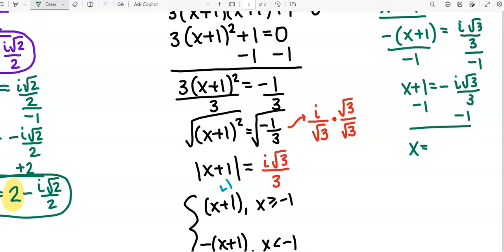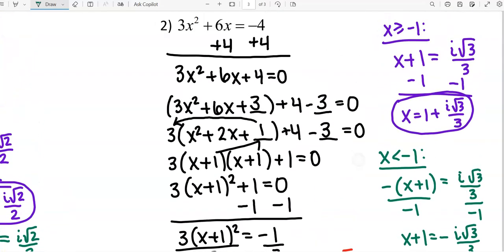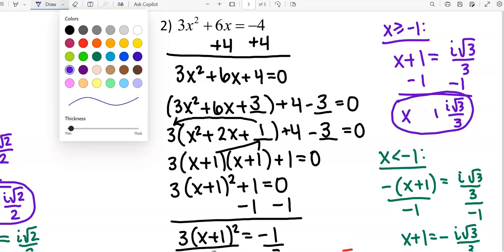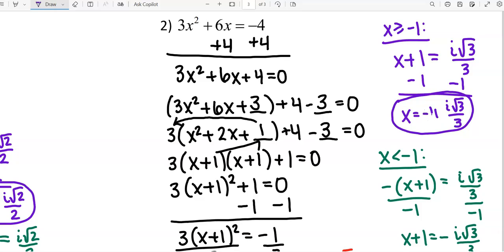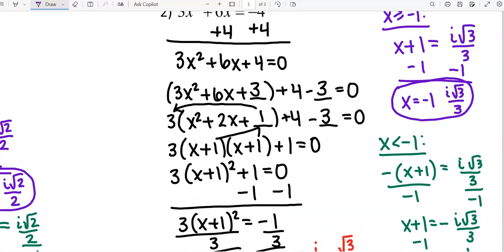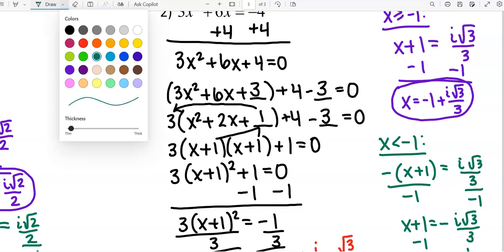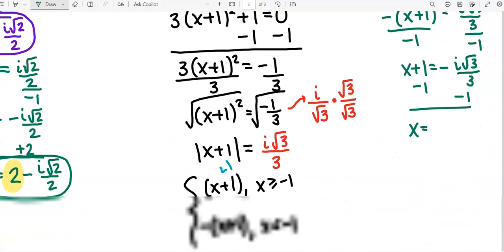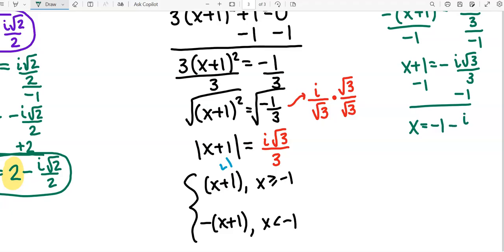So x is equal to, oh, did I subtract 1? Oh, I missed the negative, didn't I? -1 plus i square root of 3 over 3. Hey, look, I found my mistake because I knew what I should have expected. -1 minus i square root of 3 over 3.